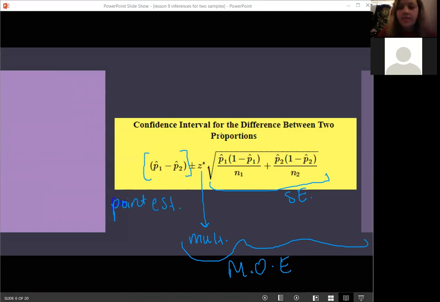And so this is just our confidence interval. Remember here, the main difference is we're just adding in the second proportion. And same thing with our standard error: we're ensuring that we add in the second part of the standard error for our second proportion. And our z-star, remember, since we're talking about proportions, we are going to use z-star as our multiplier.